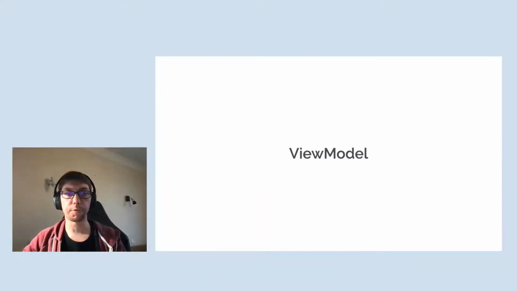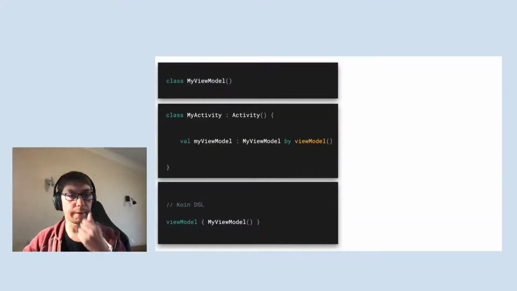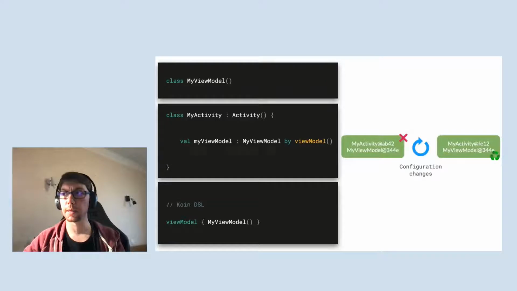A view model is a special component in Android that will survive any death of your activity, and then with Koin you just declare it with viewModel, and that's it. The same instance of the view model will be held after a new instance of my activity has been created.